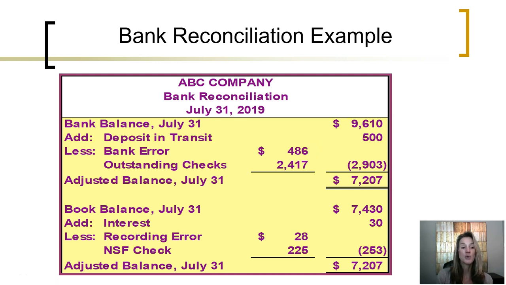Now that we have gone through all of our reconciling items, we take the balances and add and subtract the reconciling items on each side. We end up with adjusted balances per the bank and adjusted balances per the book. Because those adjusted balances agree, it means we have successfully reconciled and explained the differences between the two balances as of July 31st.